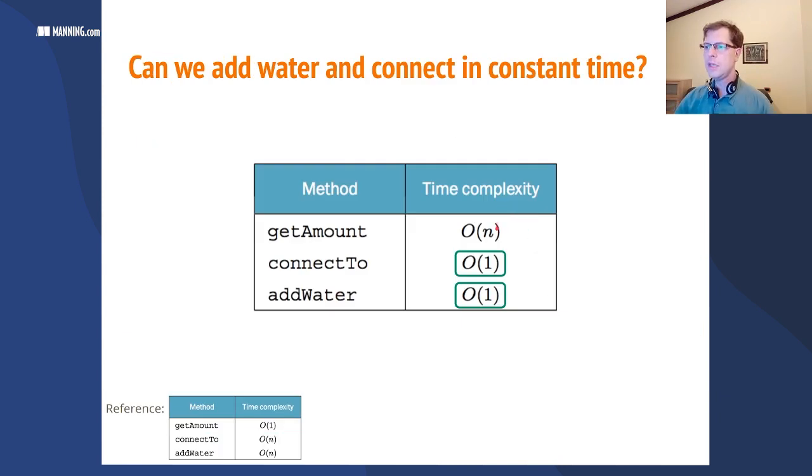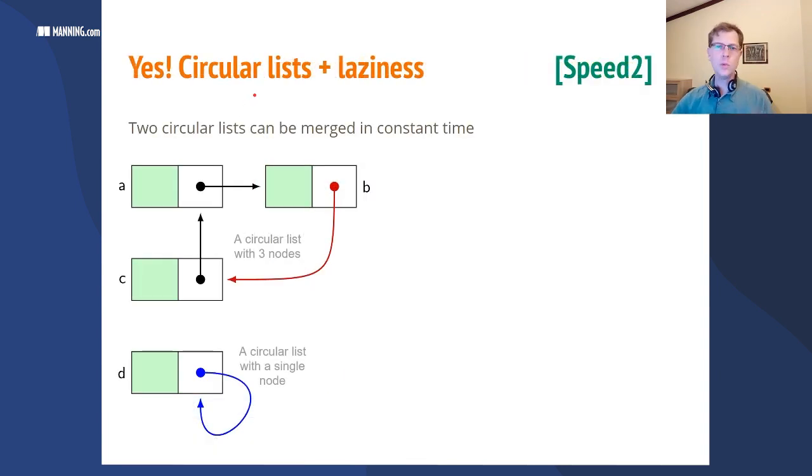Let's move on. Can we get this table of complexities? Remember that reference is like this, and this is what I previously called alternative 2. So can we add water and connect containers in constant time? This is the tricky part. I want connect to be constant. But I'm okay with raising the complexity of get amount to linear. How can we do this? We can do this with 2 tricks: circular lists and laziness.